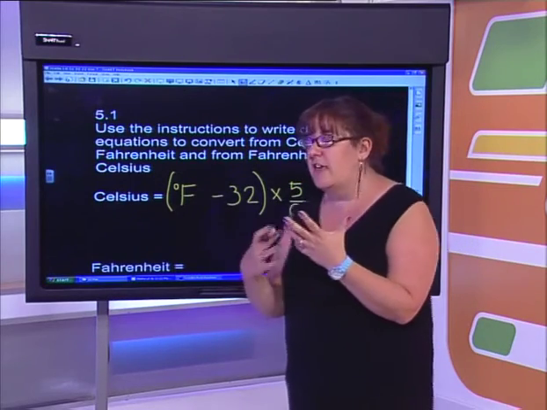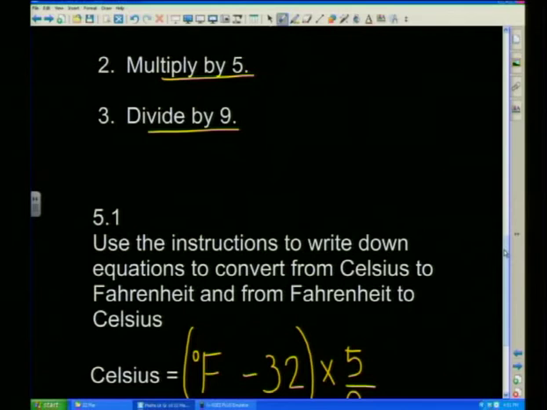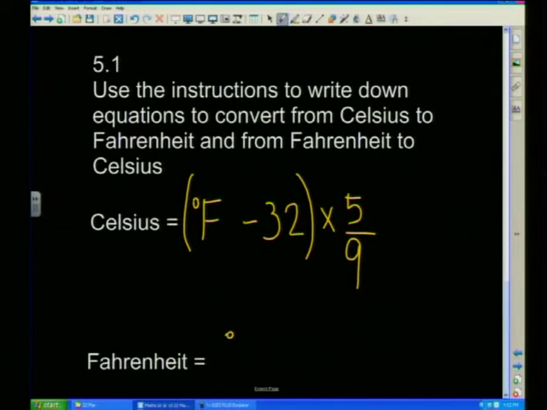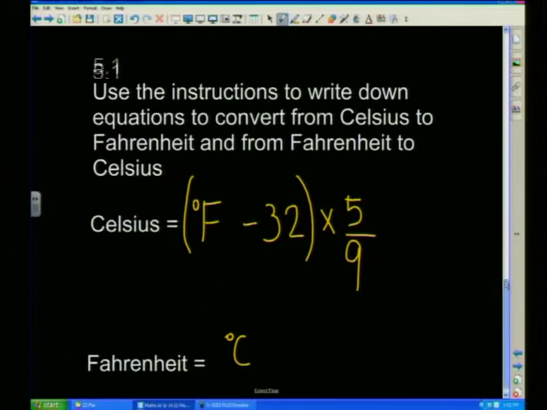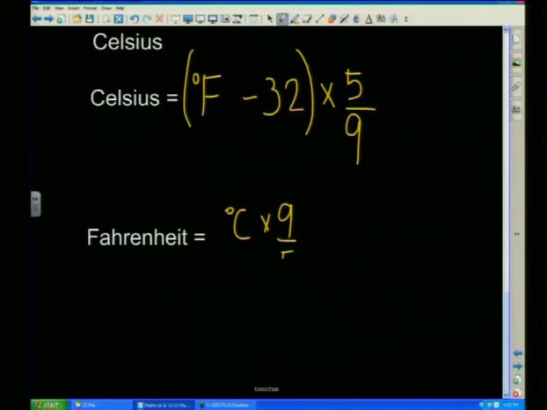Now let's try the other way around. If I want to get to Fahrenheit, I'm going to have to do the opposite of this, and I'm going to have to start with step 3. So I'm going to take my degrees Celsius and first times it by 9, divide it by 5, and then finally add 32. It is the opposite.